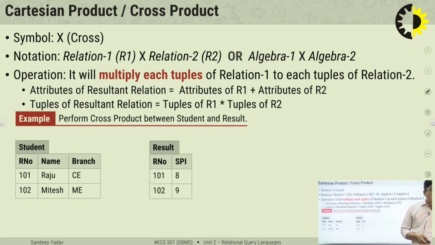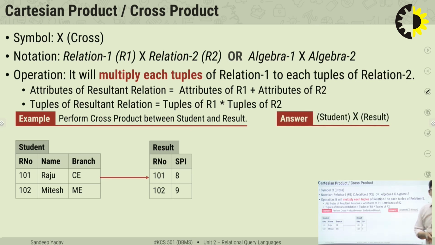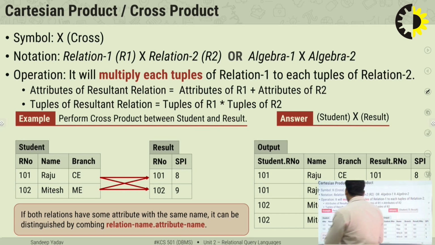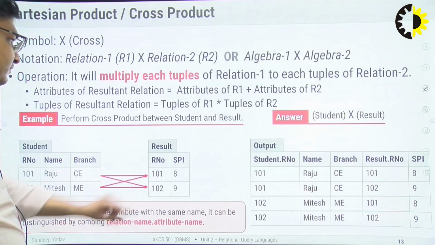Now let us do the cross product between two relations, student and result. Following are these. Now the answer will be this one. If both relations have an attribute with the same name, it can be distinguished by prefixing the relation name, dot, attribute name. Now this is how we are doing it. 101 is combined with all these.